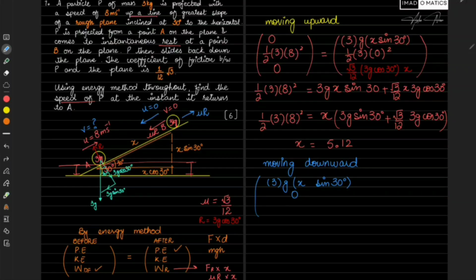Thirdly, work done by the driving force. What is making it move downward? It is a component of weight. That is making it move downward. So a component of the weight we never take to be a driving force. It is never a driving force. So your driving force in this case is also 0. Then it must be equal to the after.